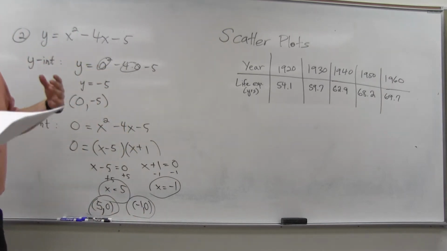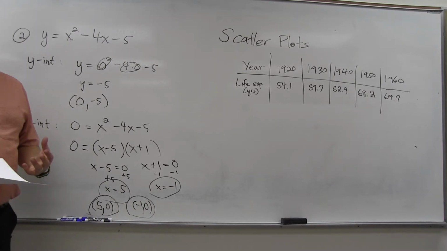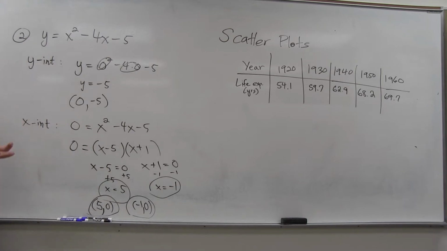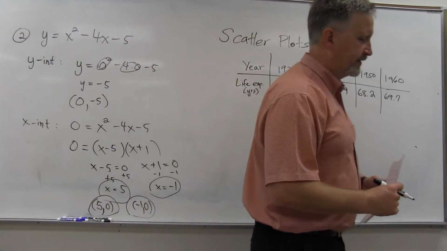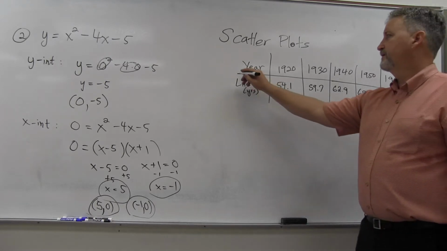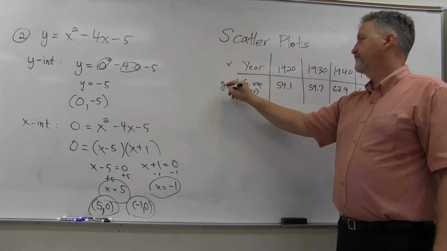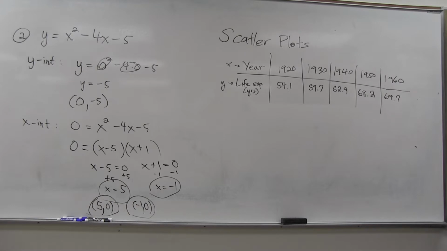We'll do some more with this sort of thing later, but for right now, we're just talking about a scatter plot. A scatter plot is just graphing the data, so it's really just what we were doing earlier with the table. This is just a table, and we're going to choose one to be X, one to be Y. Of course, we'd probably choose X as the year, and Y as life expectancy. This is the way we most often see it.